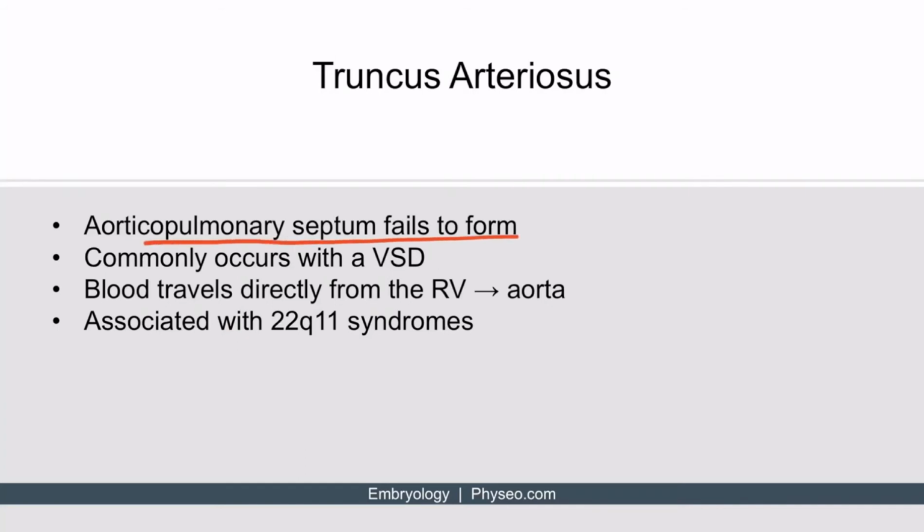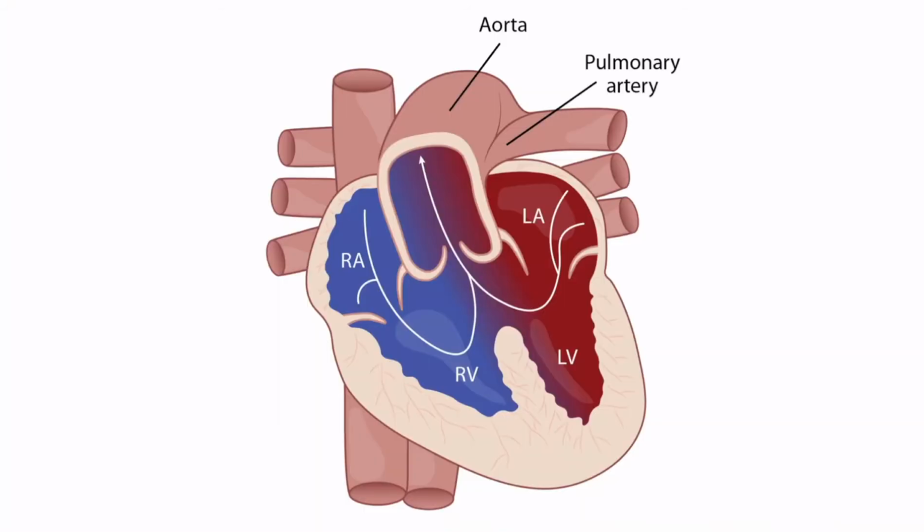This commonly occurs with a ventricular septal defect, which allows blood to travel directly from the right ventricle to the aorta, hence the right to left shunt. Finally, truncus arteriosus is associated with 22q11 syndromes. Here is an image of what's going on with truncus arteriosus. As you can see, there is no septum in this great vessel right here. So the aorta and pulmonary artery are continuous with one another.